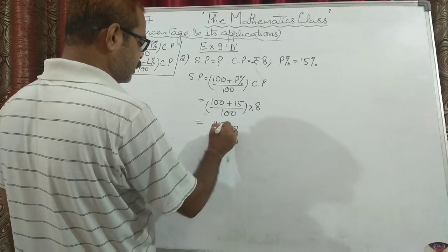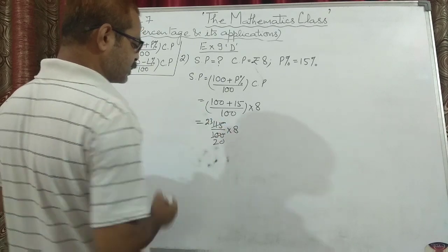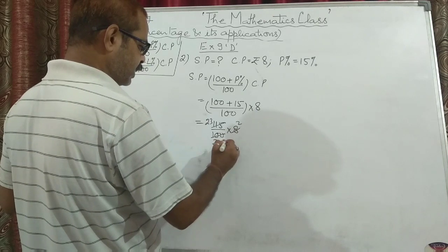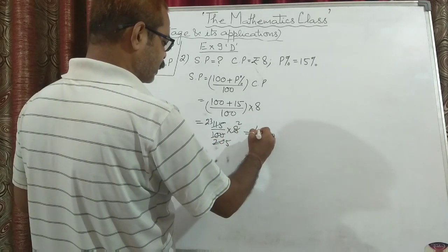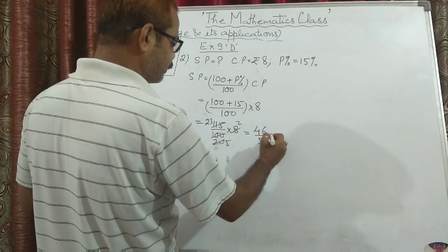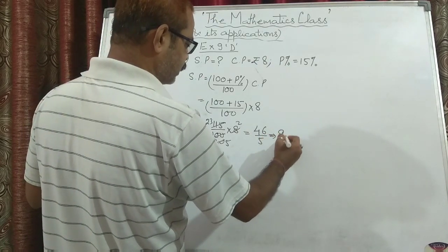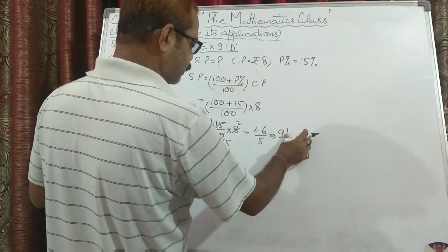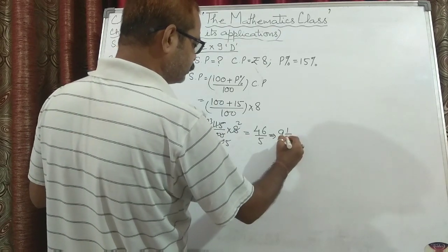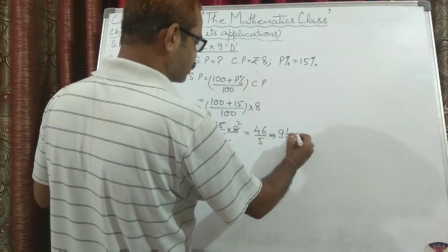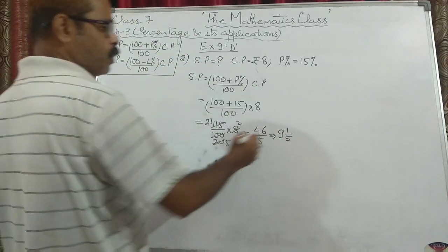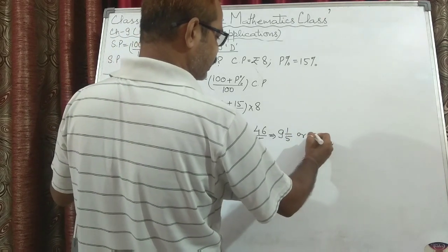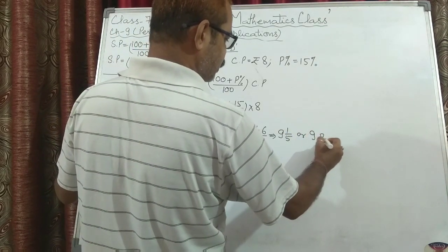5 2s are 10, 5 2s are 10, 5 3s are 15. Now 23, 8. Now 4 2s are 8, 4 5s are 20. It becomes 46 upon 5. So 5 9s are 45 and 1 upon 5. This selling price should be 9 whole 1 upon 5 rupees, or 1 upon 5 rupees means 20 paise. So 9 rupees 20 paise.